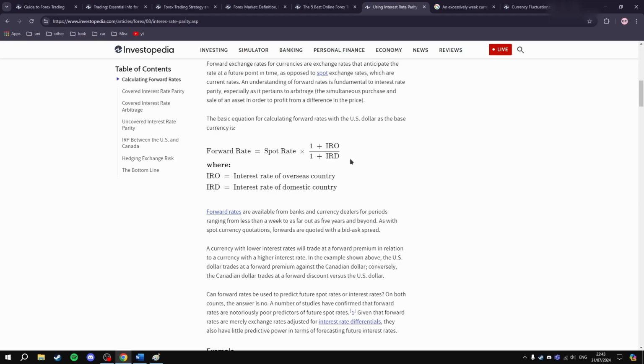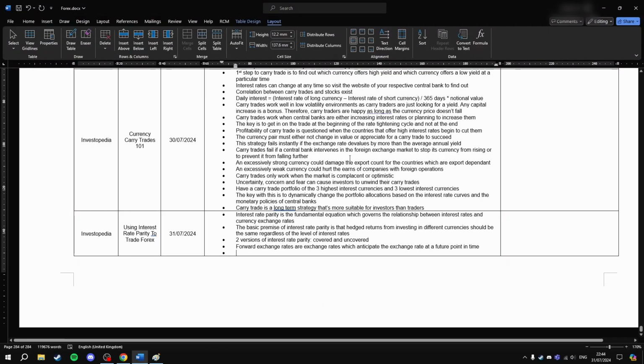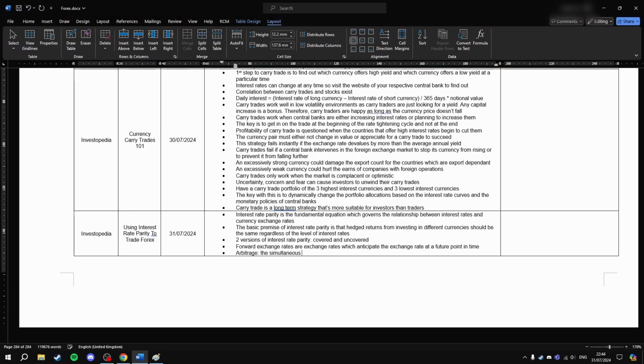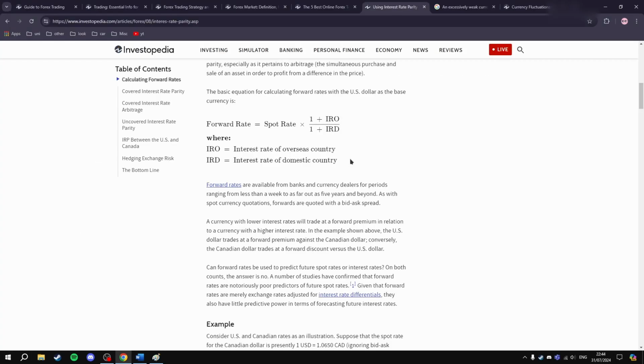An understanding of forward rates is fundamental to interest rate parity, especially as it pertains to arbitrage, the simultaneous purchase and sale of an asset in order to profit from a difference in price.